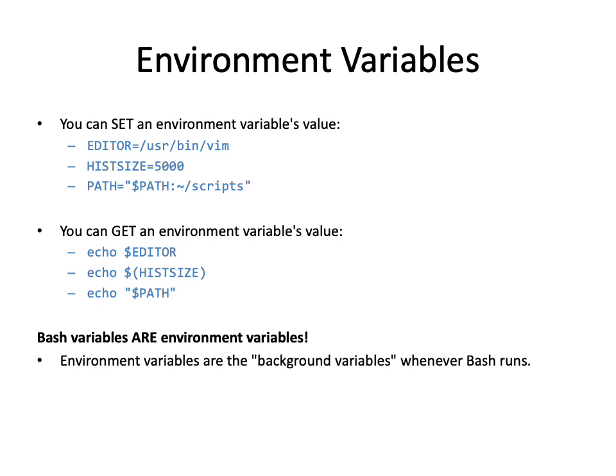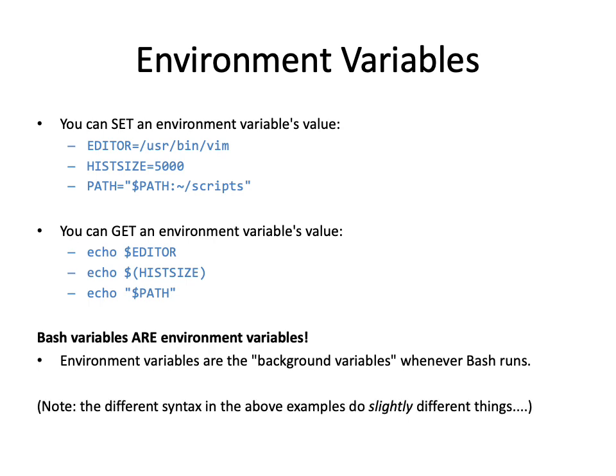Again, bash variables are environment variables. Environment variables are special types of bash variables that are just predefined. They're the background variables that exist already whenever bash runs. Okay, and again, because of the quotation marks, because of the way I've done $editor versus $ parentheses editor, those things might do things slightly differently, but that's more advanced bash stuff. You don't need to worry about that usually.